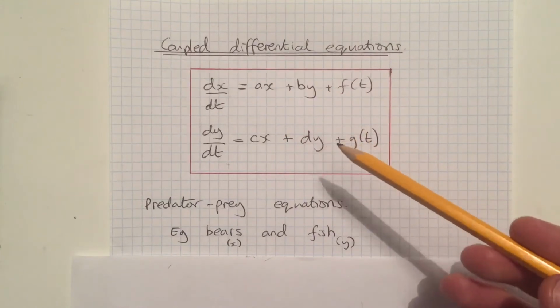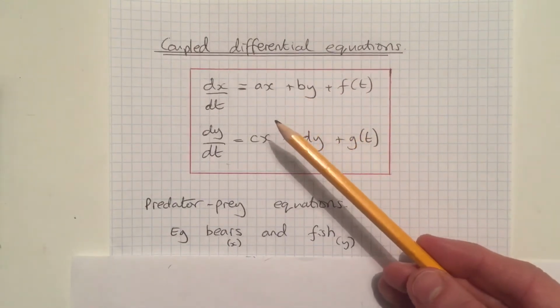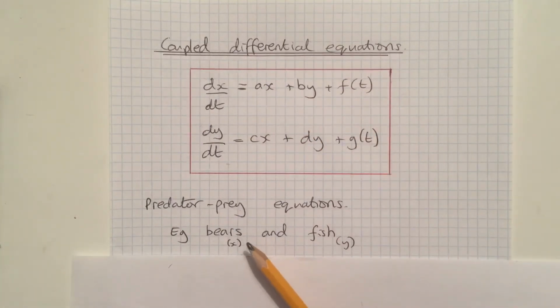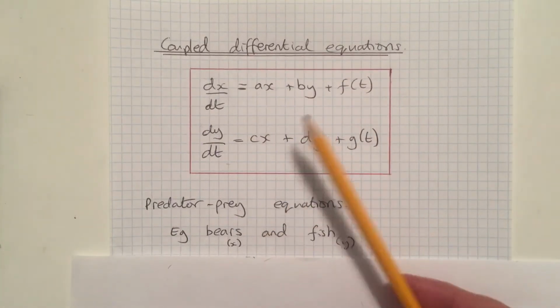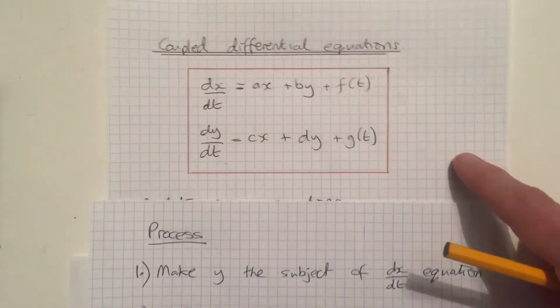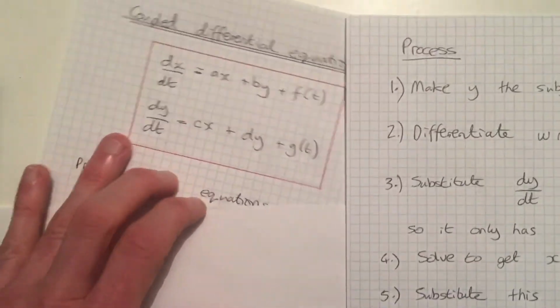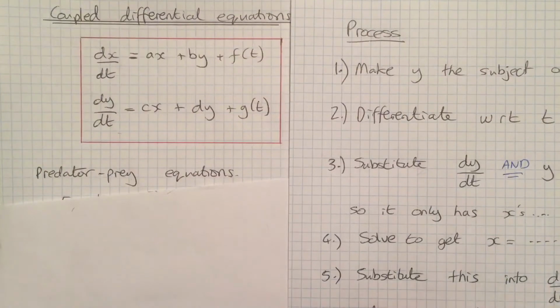The key thing then is, how do we solve this equation to work out a general solution for x, so we could work out how many bears there'd be after so many years, or a general equation for y to work out about the fish. So this is our process. What you do, let me put these side by side if I can.